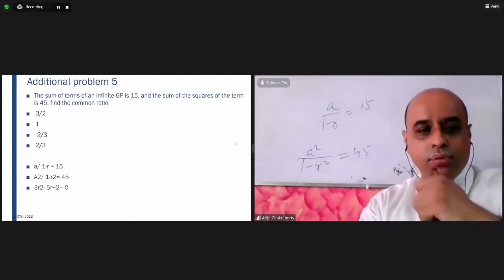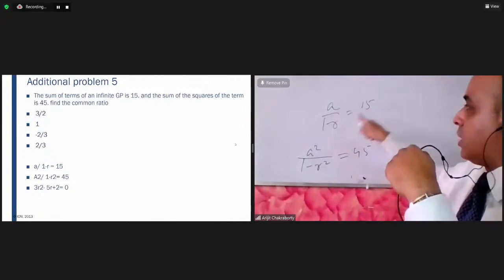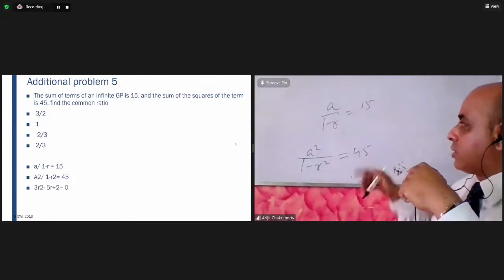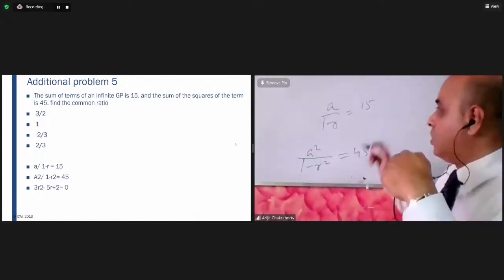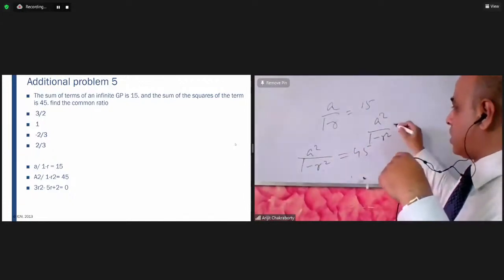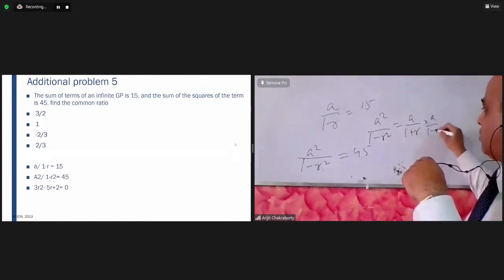So from here, A by 1 minus R we got 15. A square divided by 1 minus R square, if you see, is 45. So from here, you can solve. In fact, we can do it in this way. A square divided by 1 minus R square, we can write as A by 1 plus R into A by 1 minus R.